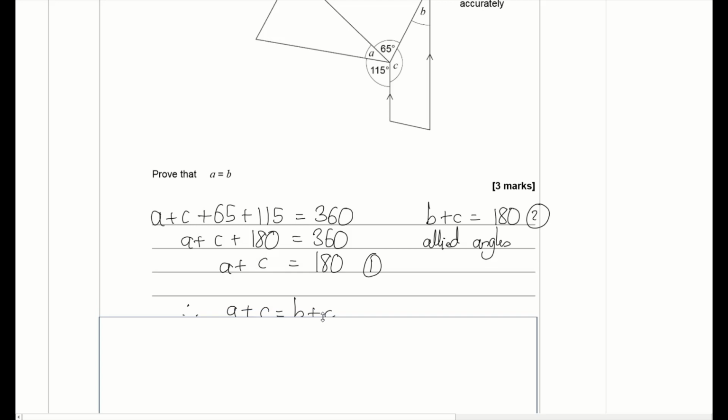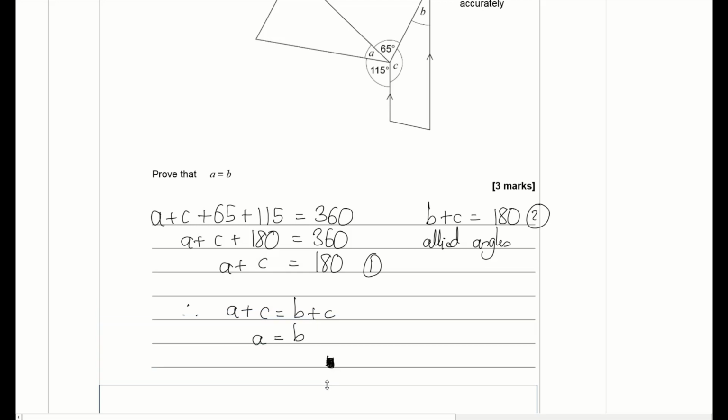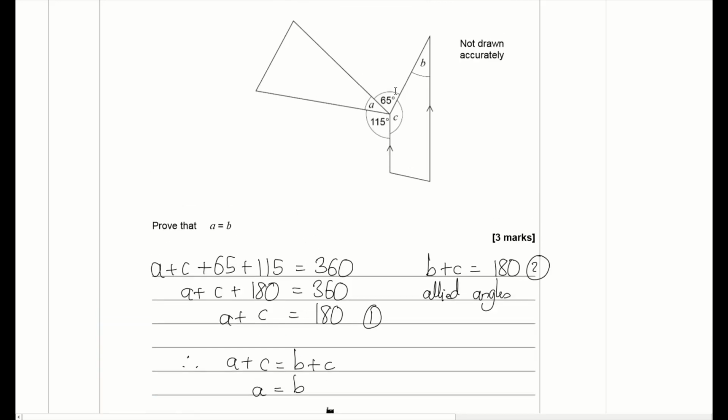So we have two equations now that we can write. The first one, using angles about the point: A plus C plus 65 plus 115 must equal 360 degrees. So A plus C plus 180, because 65 plus 115 is 180. If you subtract the 180, you get A plus C equals 180. So that's the first equation.